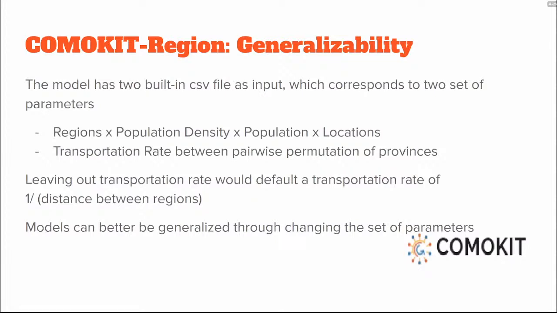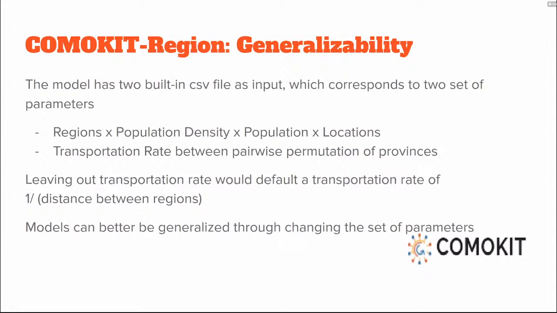And you can put this Komukit region incorporated into a lot of different agent-based models and use that to see the large scale effect of the agent-based model simulation. And the models can be better generalized through changing the set of parameters. And also, all the parameters at the moment for the model are deterministic.